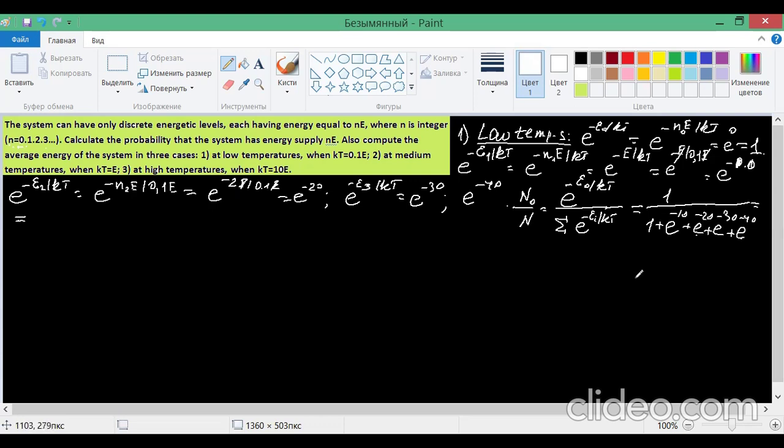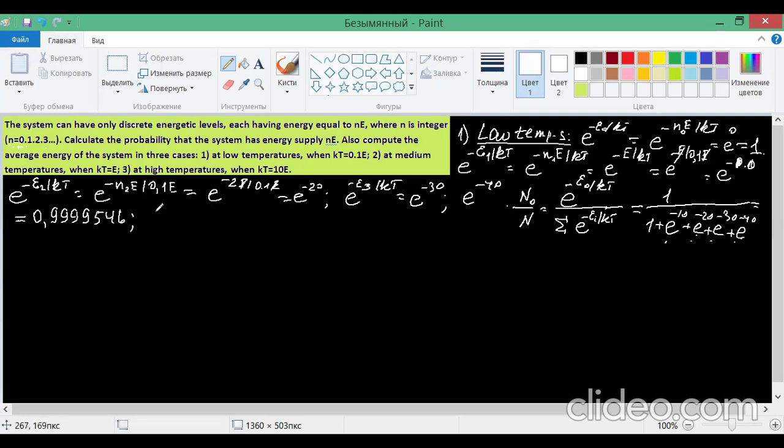And if you have a good calculator, it should show you that the first, or the ground level population, is equal to 0.9999546, which is very close to 1, actually. And it is clear because these terms are very, very small. And in practical calculations, we could consider them equal to 0. Okay. But this is only the ground state level population. Now let's proceed to calculations of the other energy levels' population.